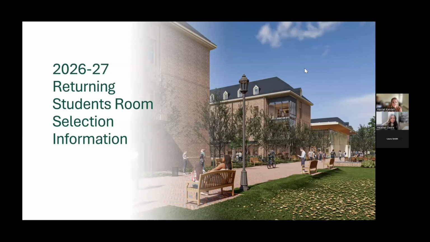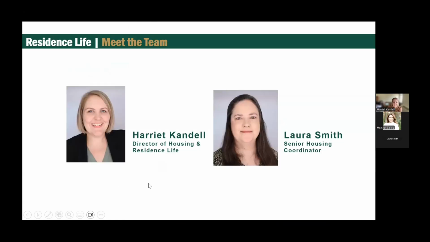There we go. Perfect. So, like Heather said, we are here to talk about returning student room selection today. I'm going to go ahead and introduce myself. My name is Harriet Kandell. I'm the Director of Housing and Residence Life here at William and Mary. And my name is Laura Smith. I'm the Senior Housing Coordinator here with Residence Life at William and Mary.